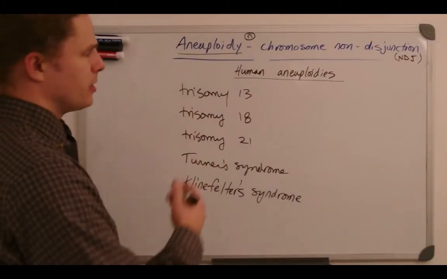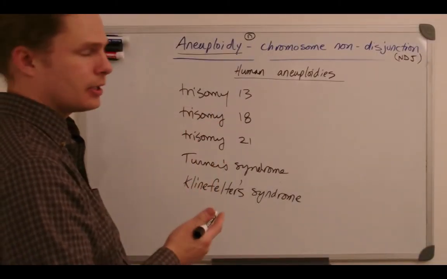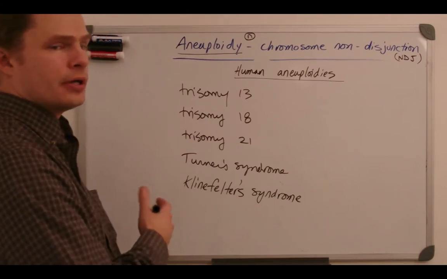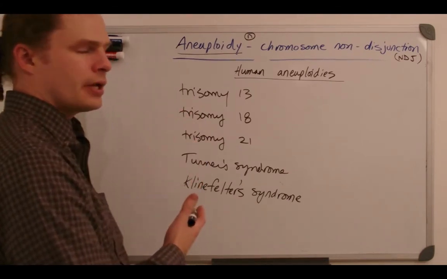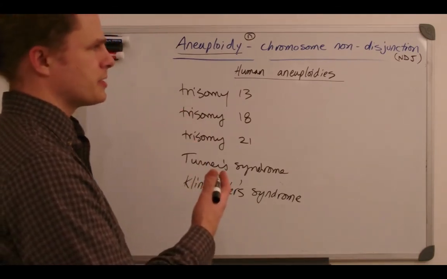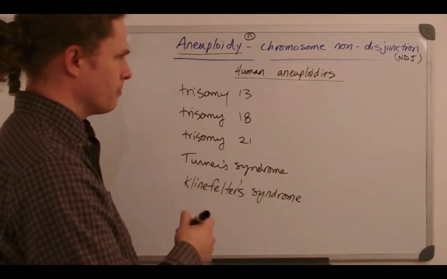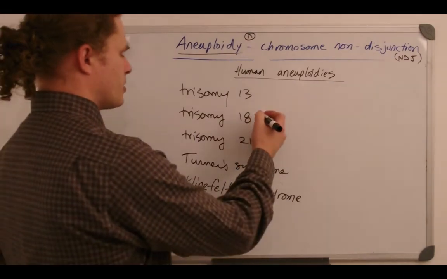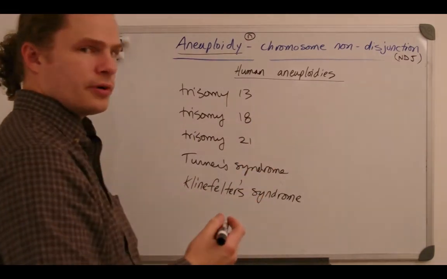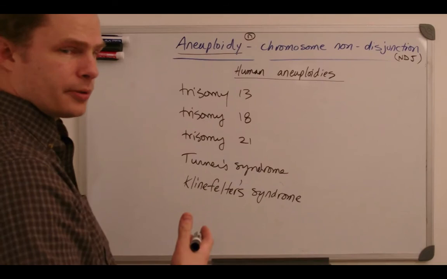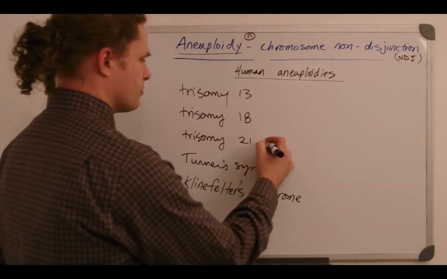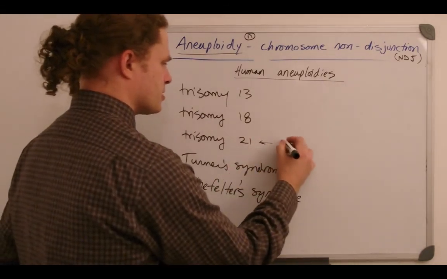Here are some of the human aneuploidies that are known clinically, although as I mentioned before, genetically speaking, all of the human aneuploidies do form at some frequency. It's just a question of how long they survive in utero or post-term. Trisomy 13 and trisomy 18 are ones that do survive post-term at a small frequency. Trisomy 21, as we mentioned before, is Down syndrome.